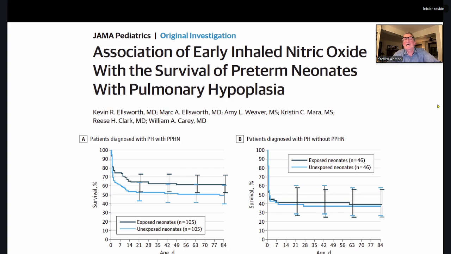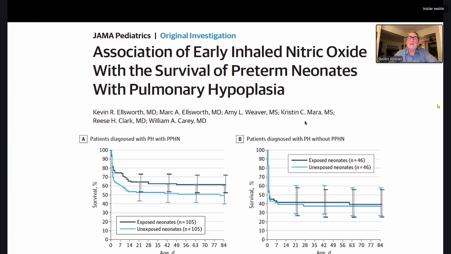Then a couple of interesting observations. One was from several years ago, where Kevin Ellsworth and a group, through the Pediatrics practice, looked at association of early inhaled nitric oxide, specifically in babies who were felt to have some element of lung hypoplasia. Now, it's really confusing because how do we really know lung hypoplasia? It's sort of a clinical call right now based on radiographic findings, clinical course, and other things. We can't really measure the lung itself.